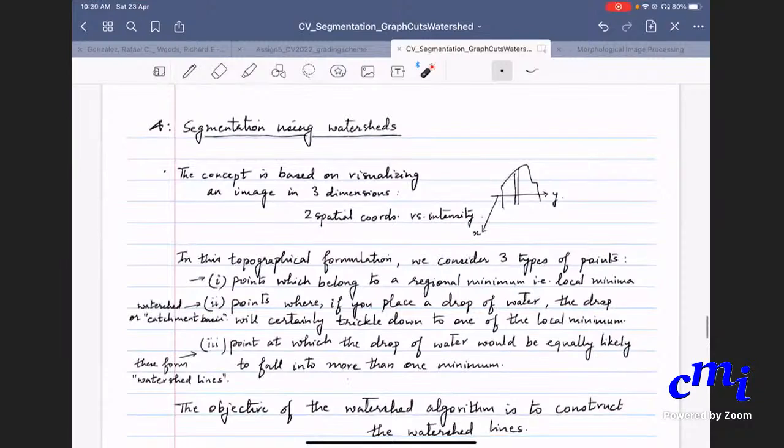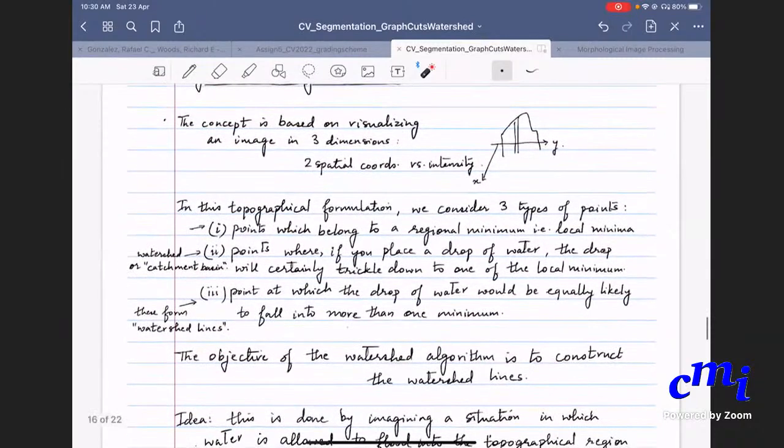Okay, segmentation using watersheds. Now, until now, whatever ideas we have seen, this one is entirely different from that. Okay, so this is more like a morphological idea, where, okay, I'll describe the algorithm. You will see in the end how morphology comes into play.